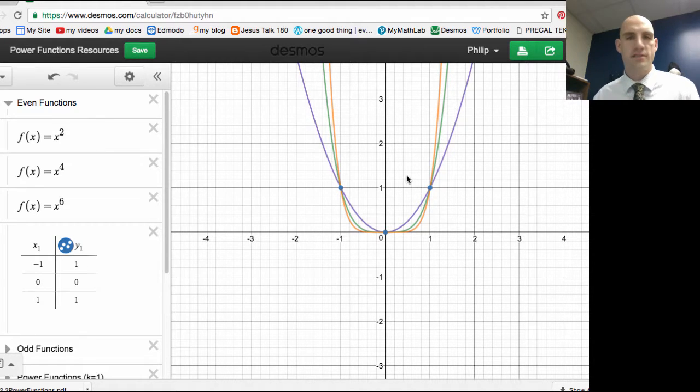Well, what do you notice about these graphs? They all look like a U, but they get progressively skinnier. So x squared is this purple one here, it's wide. X to the fourth is this green one, it's narrower. X to the sixth is even narrower than that.